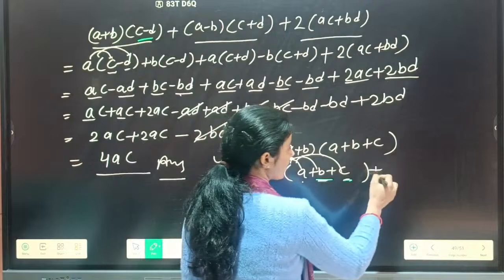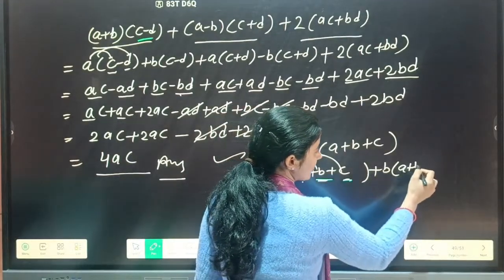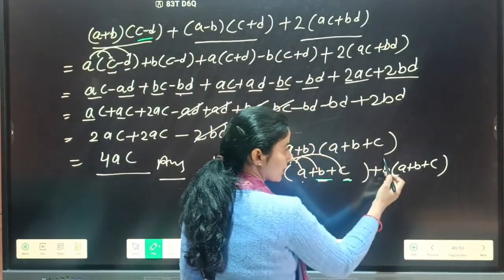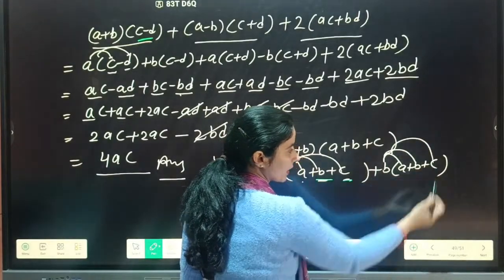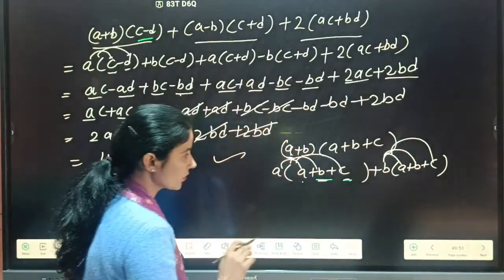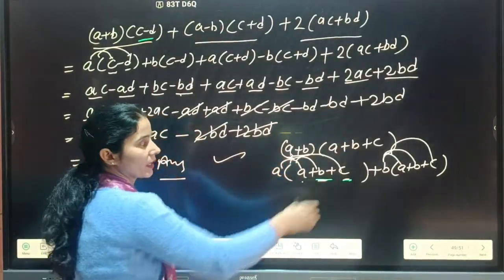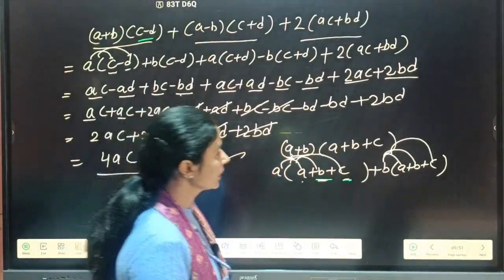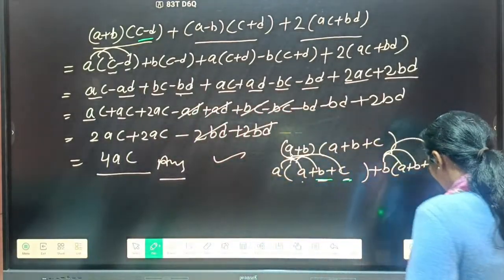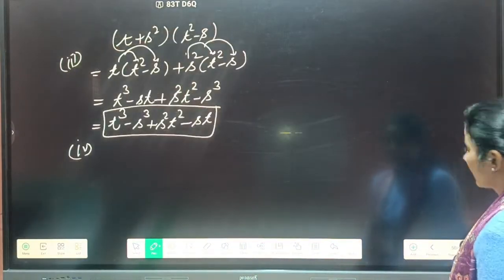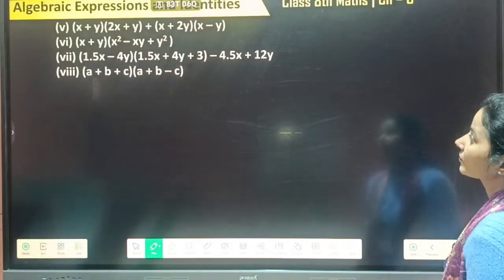Similarly, I will write this b, then (a plus b plus c). You will multiply this b with a, then with b, and then with c. So with each term you have to multiply. What is before the bracket will be multiplied with each term of the given bracket. So what is the fourth part? Fourth part completed. Fifth part.